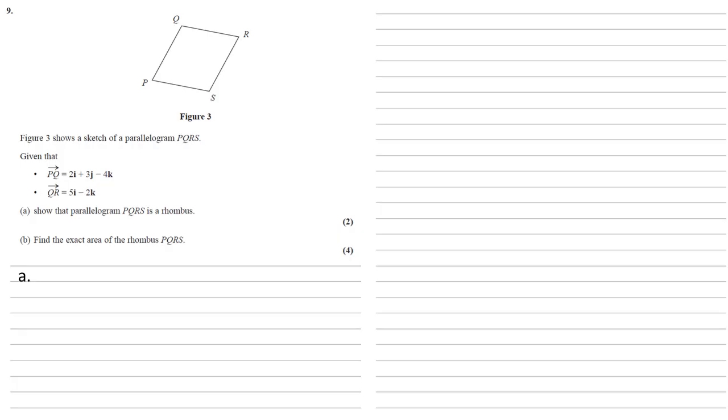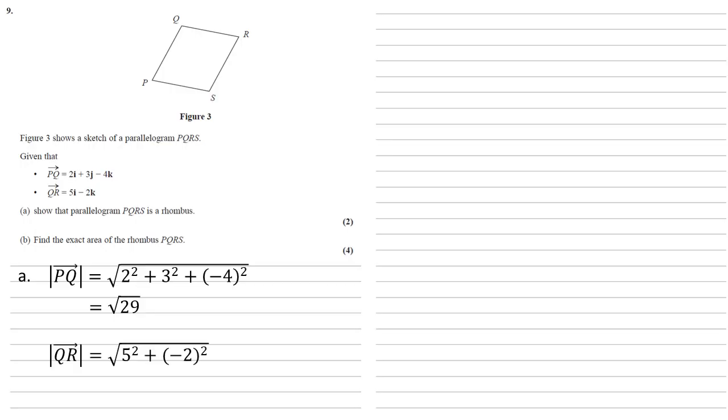So modulus of PQ is going to equal the square root of the 2 from the 2i squared plus the 3 from the 3j squared plus the negative 4 from the k part squared, which comes to root 29. We're going to do the same thing with QR. So the size of QR equals the square root of 5 squared plus negative 2 squared, which is root 29. So we've shown that the size of PQ is equal to the size of QR, both equal to root 29. Therefore, PQRS is a rhombus.